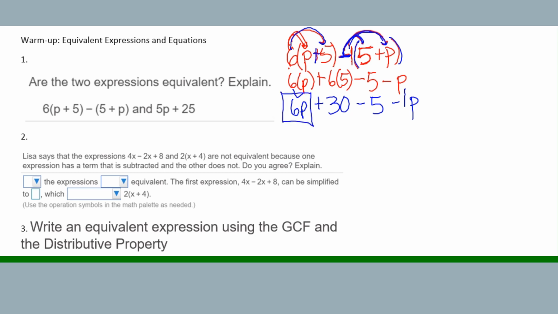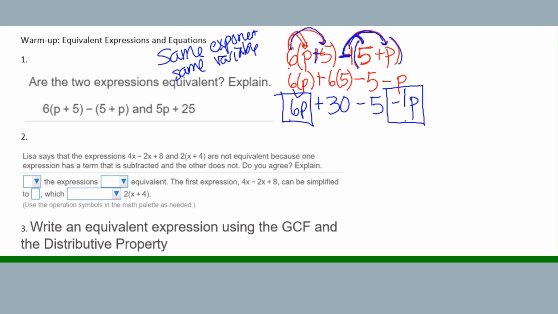So 6 times p, remember, in order to be considered like terms, you have to have the same exponent and the same variable. So these are both variable terms that have a variable p to the first power. So these are like terms. So I'm going to combine those.